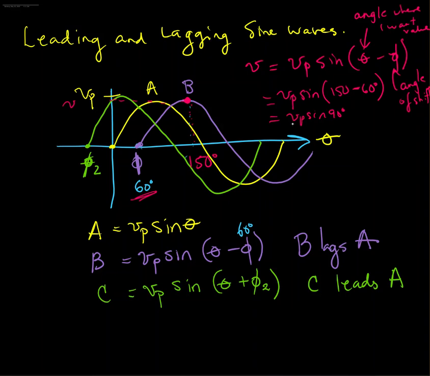With my calculator in degree mode, I'm going to find out that the sine of 90 degrees is 1, and this answer is just V peak, which is the same as waveform A, also at 90 degrees, right? So you can see that if I shifted waveform B back by 60 degrees, it would line up with A, and this point would be at 90 degrees, right?